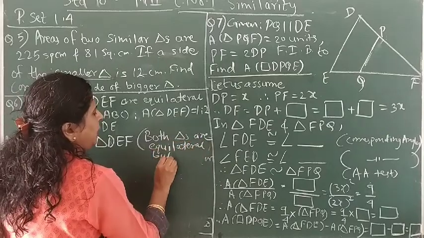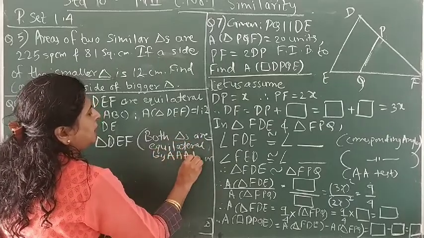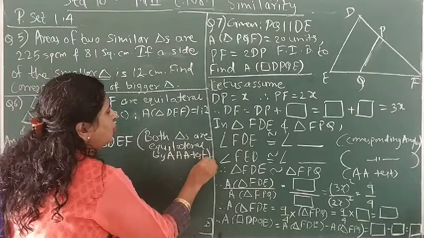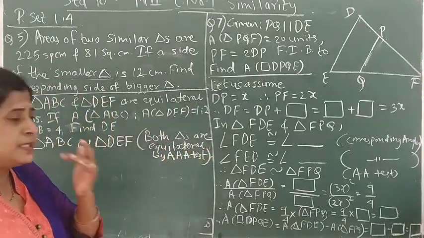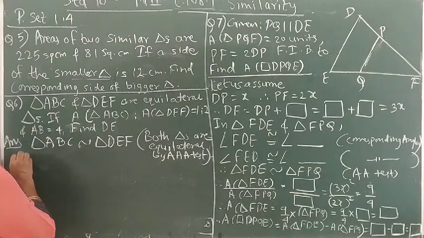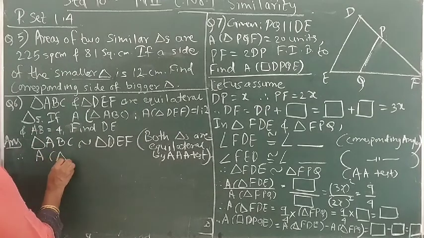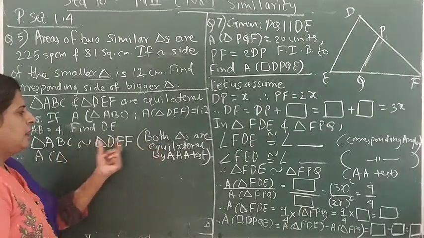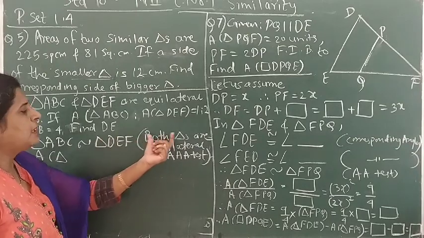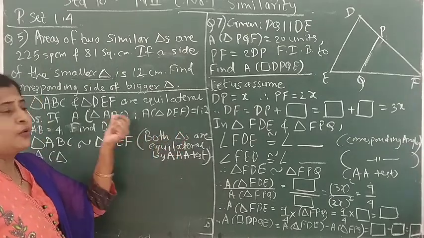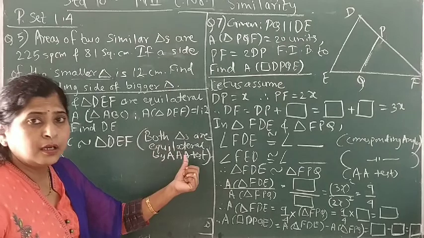So we can say by AA test, they are congruent. So their measures are going to be 60, 60, 60, correct? And therefore now that area of, this is the only new thing over here, that they are given not similar, but have been equilateral, we have to write that they are similar.